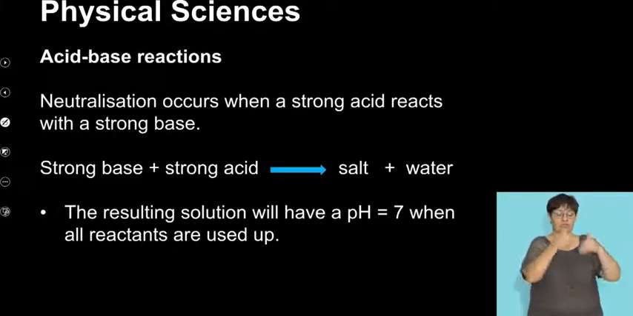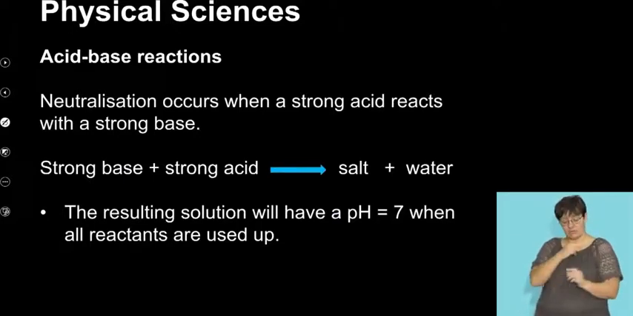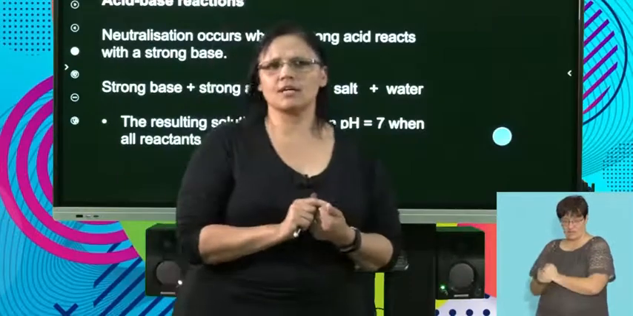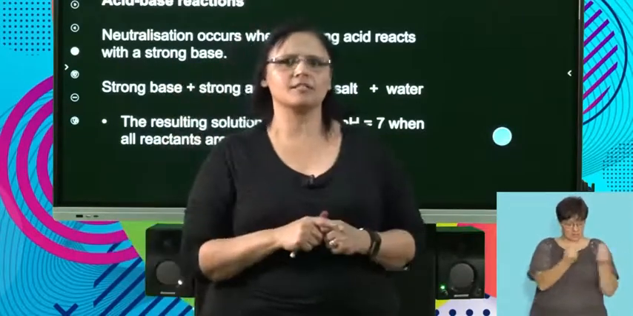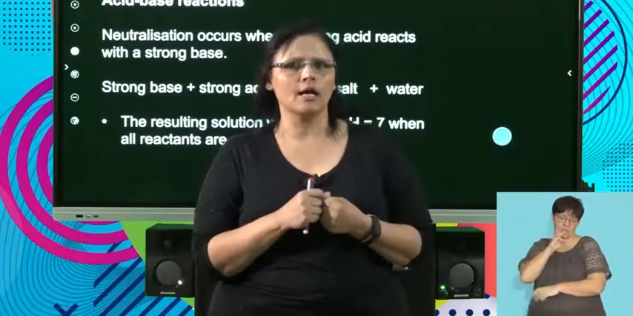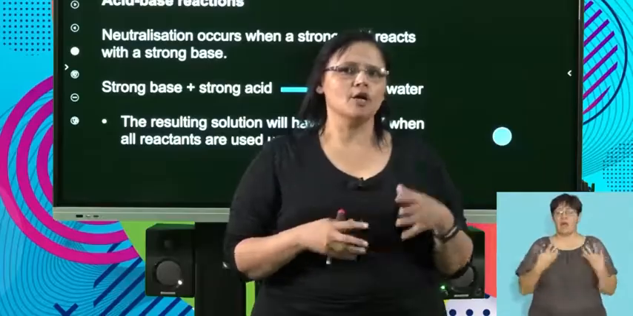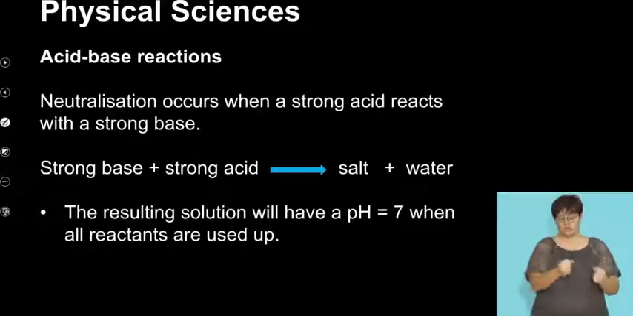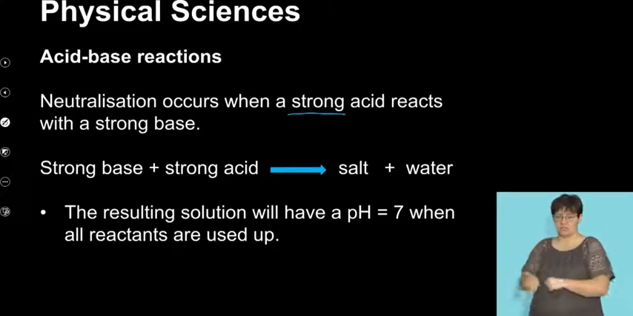So neutralization occurs when a strong acid reacts with a strong base. Now neutralization, I said, we have an acid and a base, and the acid and the base react to form a salt and water. Now neutralization, in this case that we're discussing now, if we have a strong acid and we have a strong base, then we also have neutralization.